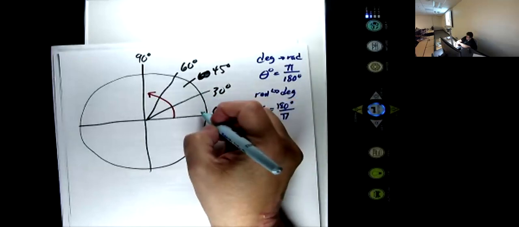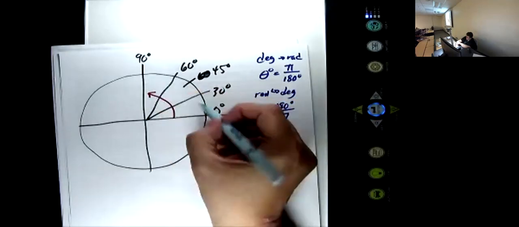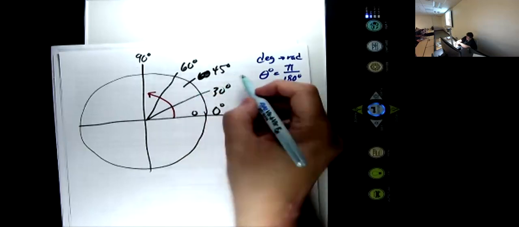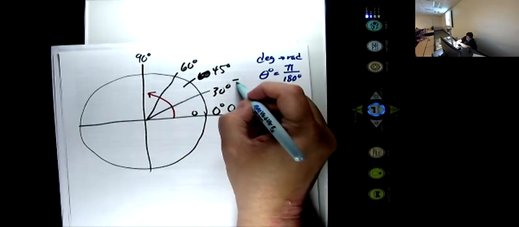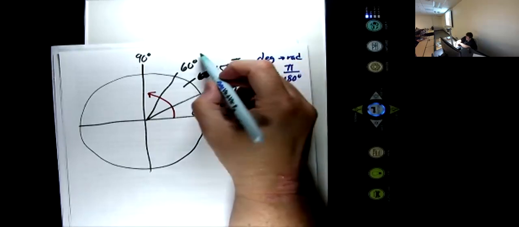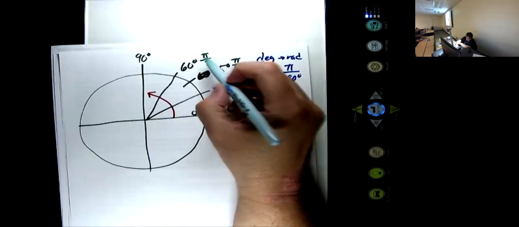So the radian values of these 5 points are 0, pi over 6, pi over 4, pi over 3, and pi over 2.